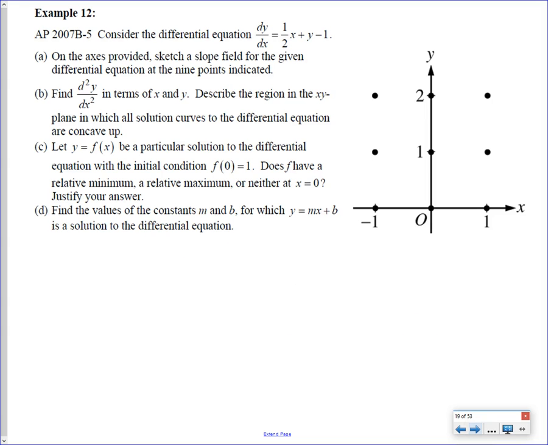Let's look at the next FRQ. That last part is a little funny. But I think that if that was a homework question or a worksheet question, we could just talk about that one part, right? Example number 12.